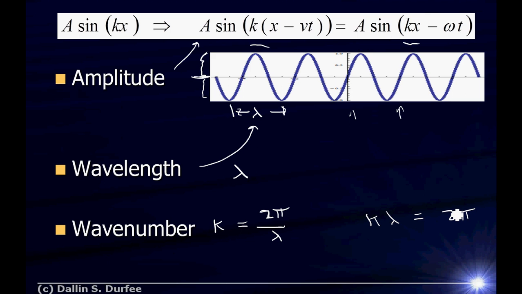So k is the wave number. It's the number of radians per meter. As I'm moving along my wave, every meter that I move will change the phase of my sine wave, the argument of my sine wave, by k. It's the number of radians per meter.